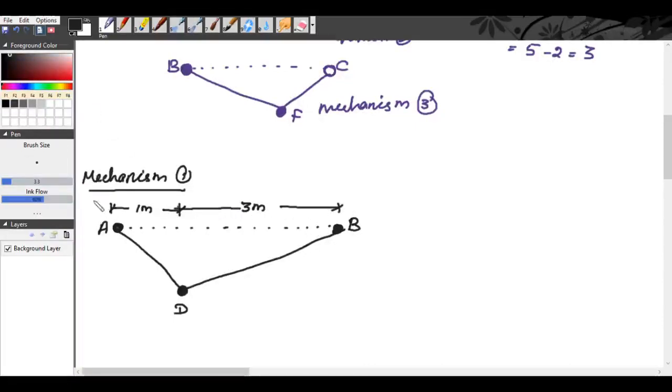Now let us take the angle at A as theta and the angle at B as theta 1. And when we extend this, the angle will be equal to theta plus theta 1. Why is it theta plus theta 1?